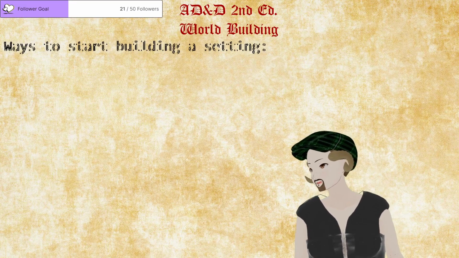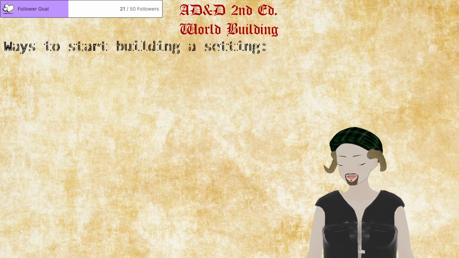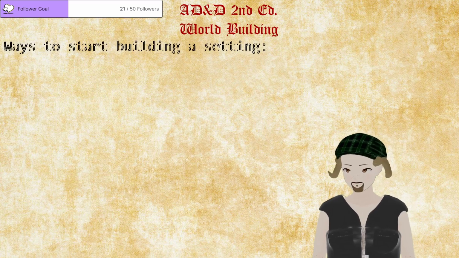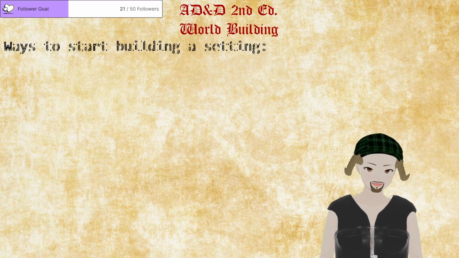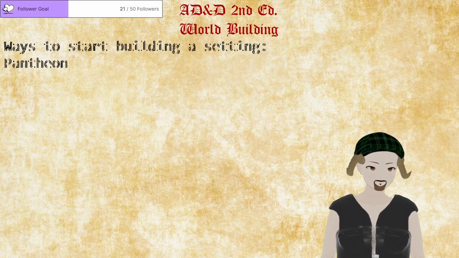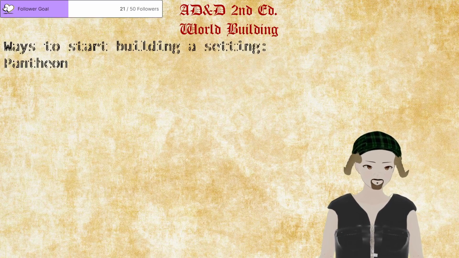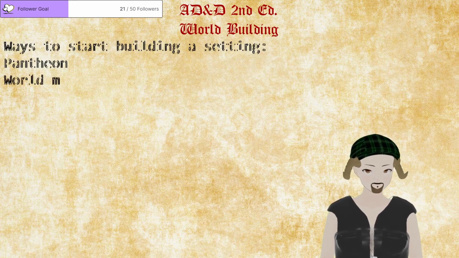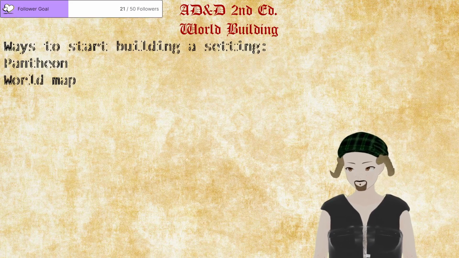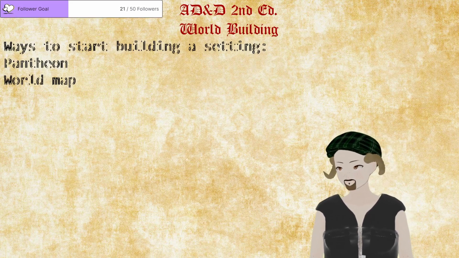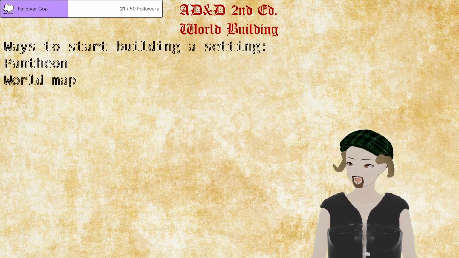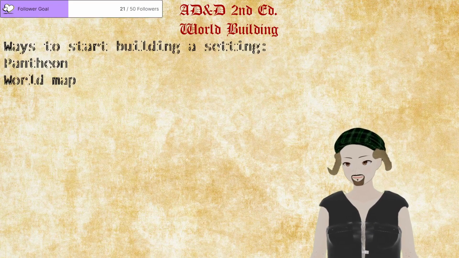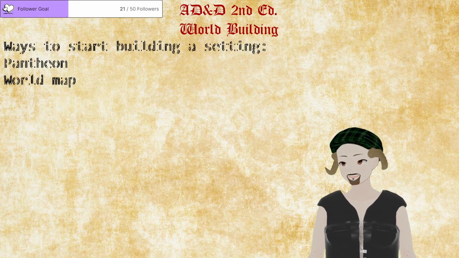All right, so we have multiple different ways we could go about building a setting. We can start with the Pantheon, as I kind of implied. We could start with the world map. That's a possibility. Those are generally my two preferred ways. I'm just going to say that right now. One of those two is generally my preference.